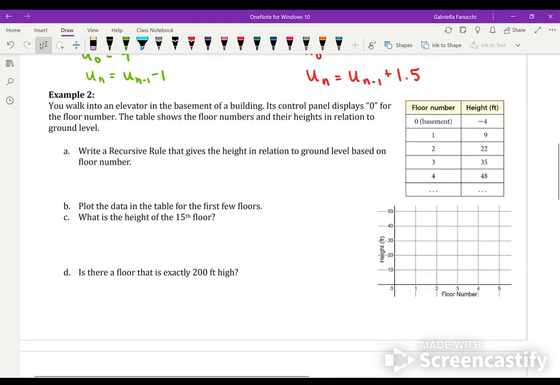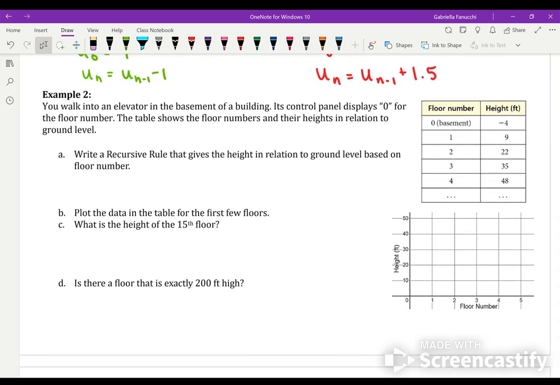Okay, you walk into an elevator in the basement of a building. A control panel displays 0 for the floor number. The table shows the floor numbers and their heights in relation to the ground level. So write a recursive rule that gives the height in relation to ground level based on the floor.